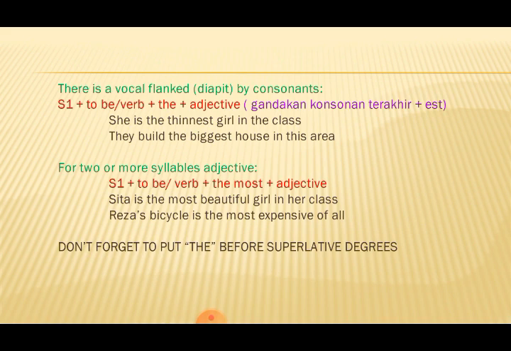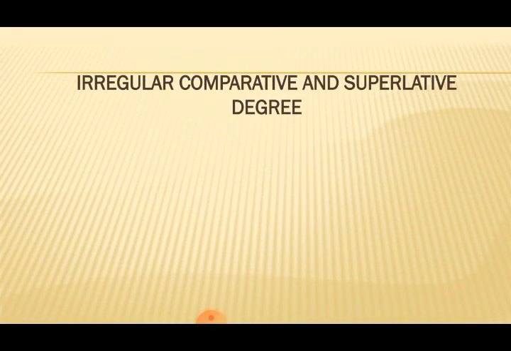Okay, I hope that all the formulas are clear for you. And now, the irregular comparative and superlative degree. Komparatif dan superlative degree yang tidak beraturan. And here are just some samples. You may find comparative and superlative degree in irregular form in other section. And here is the table.